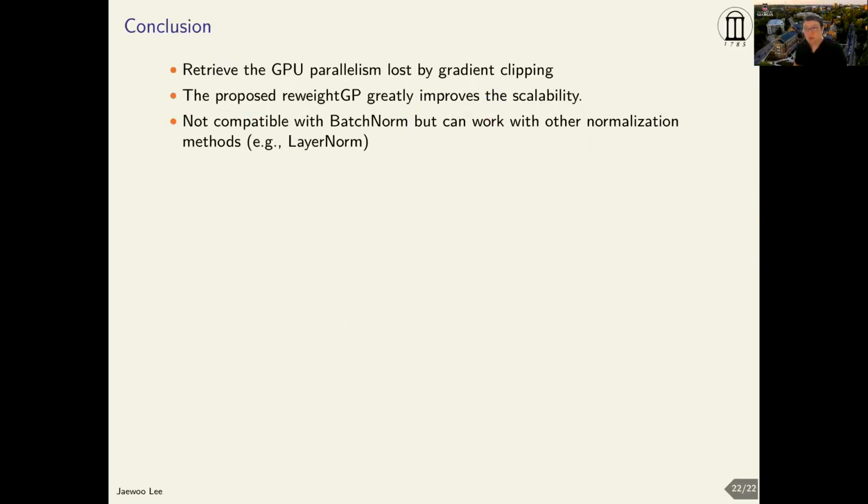So in this work, we presented a scalable method to calculate the per example gradient for differential privacy. And we empirically showed that our proposed reweighted GP method greatly improves the scalability of differentially private deep learning. There also exists a limitation. Our proposed method is not compatible with the batch normalization layer. So whenever we have a batch normalization layer, we will have to replace it with other types of normalization methods, for example, layer normalization.